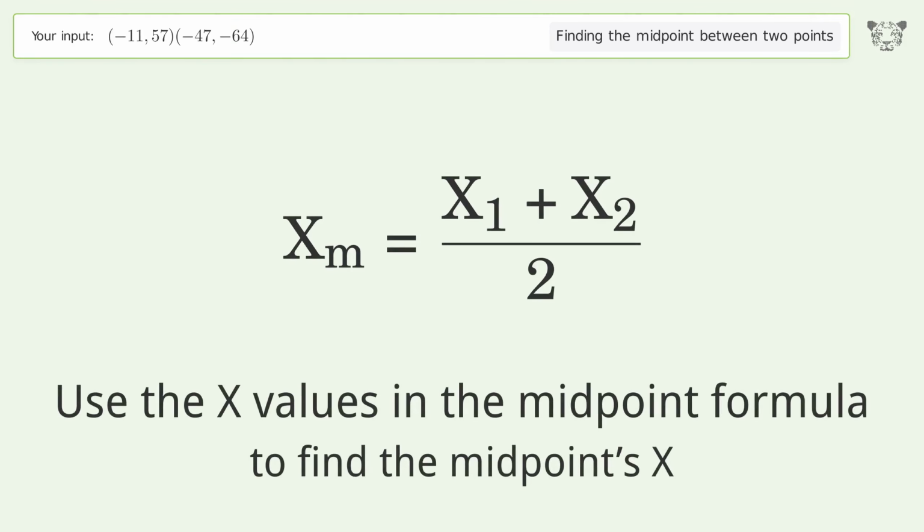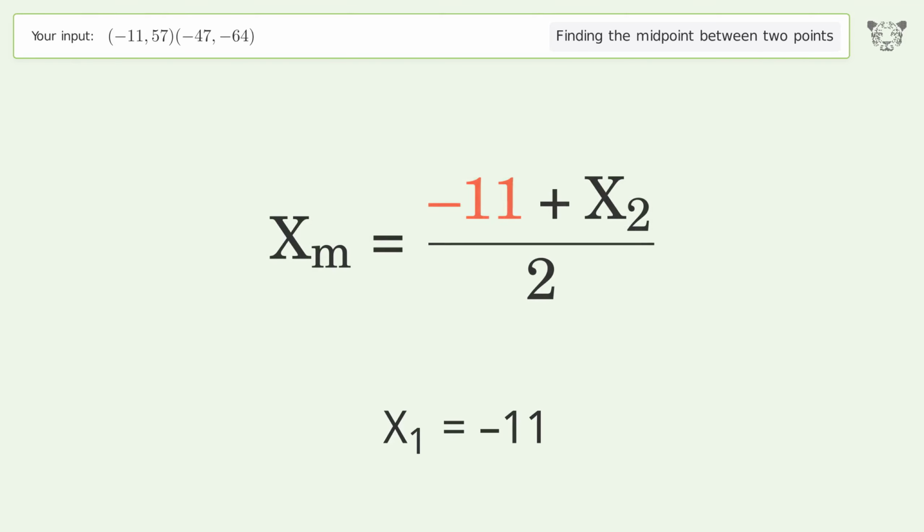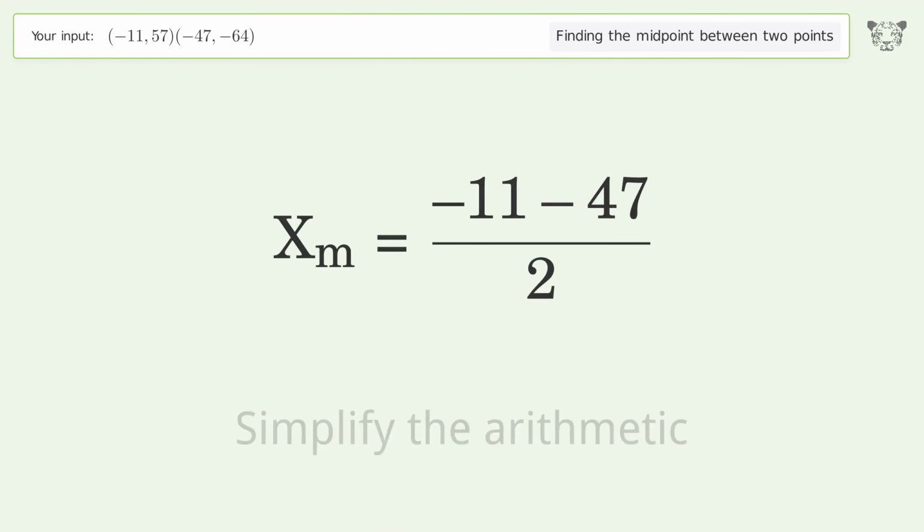Use the x values in the midpoint formula to find the midpoint's x. x1 equals -11. x2 equals -47. Simplify the arithmetic.